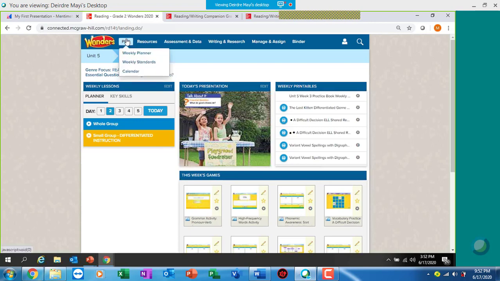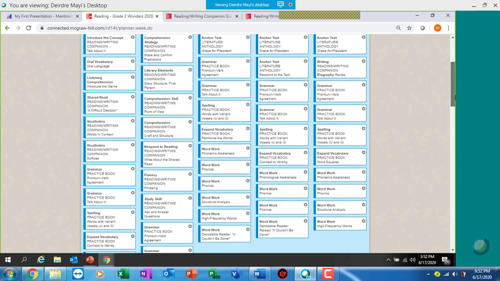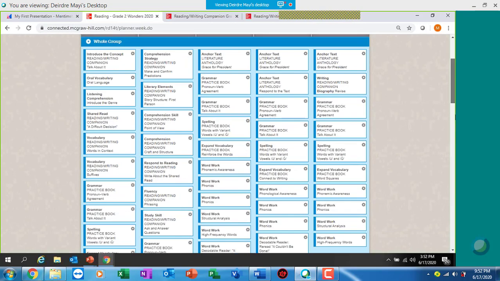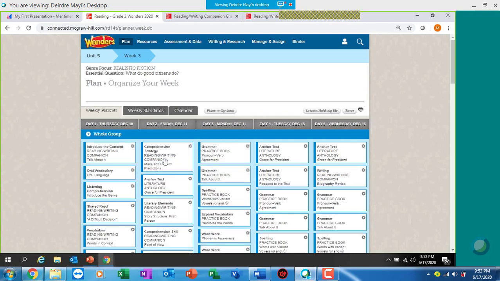Now, the next thing that you'll want to see is the weekly planner. So if I click on Plan and go to Weekly Planner, here's where I'll see all of the content that resides under whole group and small group. If my curriculum map tells me that I'm going to teach, and this is just an example, the anchor text starting on day 2 as opposed to day 3, I can move it over. And when I move it over, all of the content that went with that lesson part will now be in the presentation that I saw on day 2.